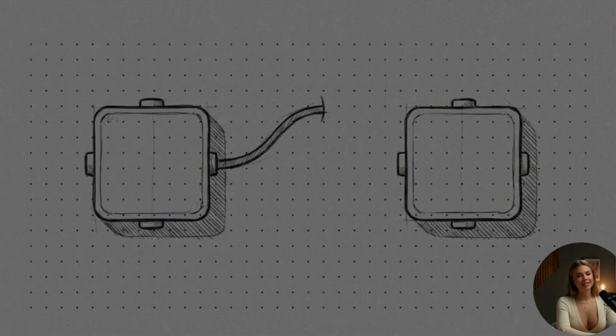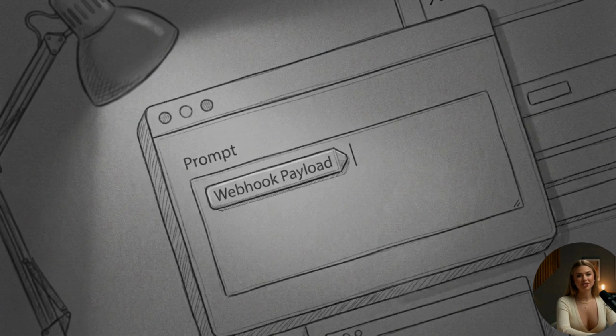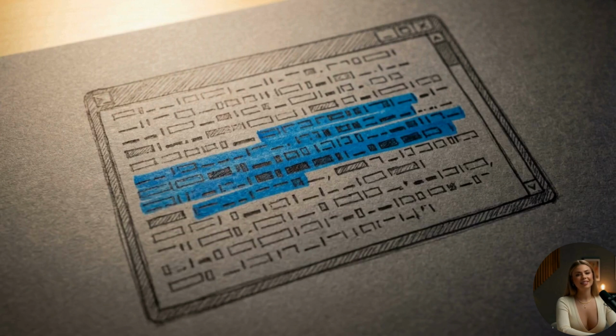Simply click and drag a connecting line from the output of your webhook node directly into the input of your Ollama node. You then configure the Ollama node by mapping the dynamic text payload from the webhook into the prompt field. This tells your local AI exactly what text to read and process.